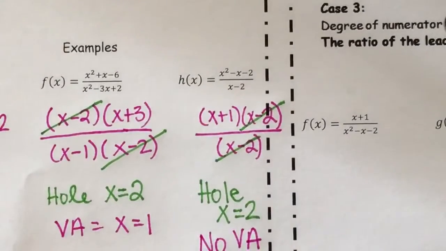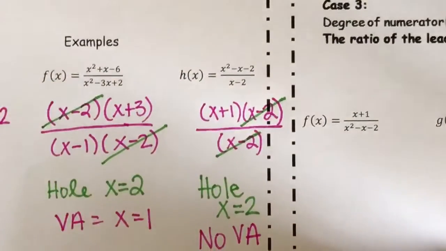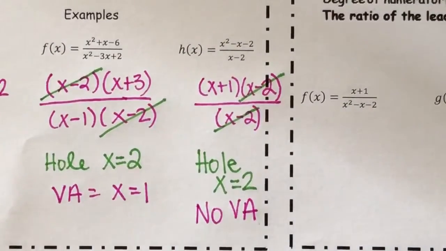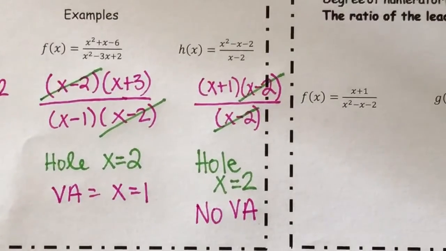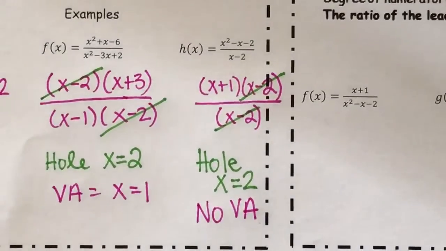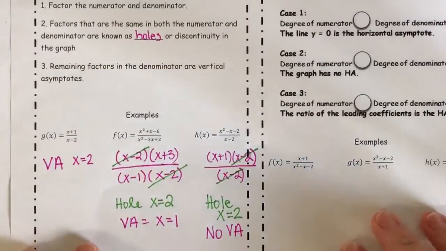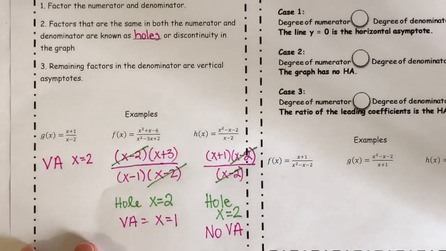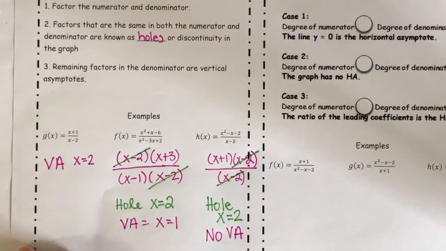When we start to graph these, you're going to see why this is and what these functions are going to look like, and why you need to know how to find these by hand in order to have a better understanding of the graphs. So, vertical asymptotes and holes to review. If I have identical factors in the top and the bottom, that's a hole. The remaining factors in the denominator are my vertical asymptotes.